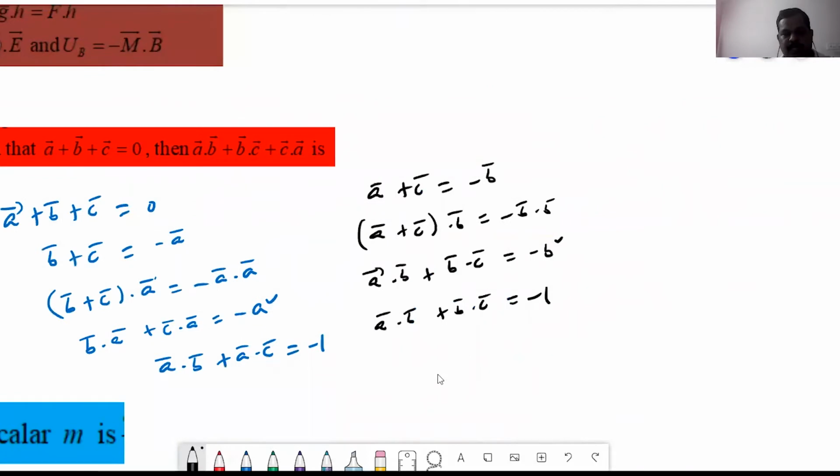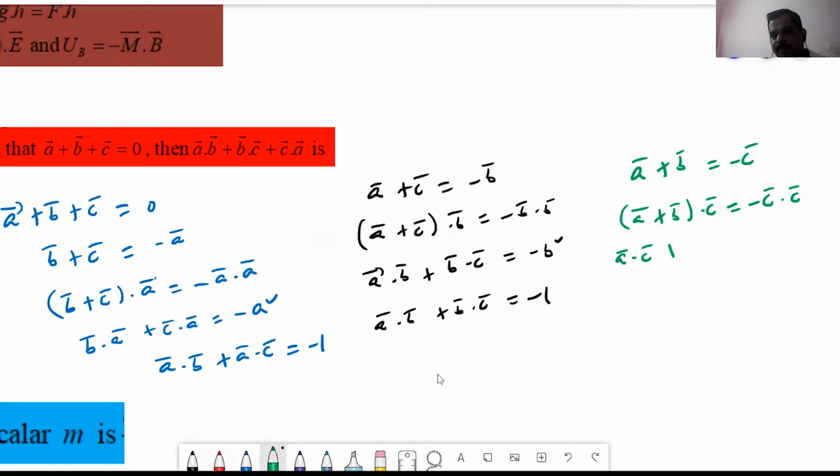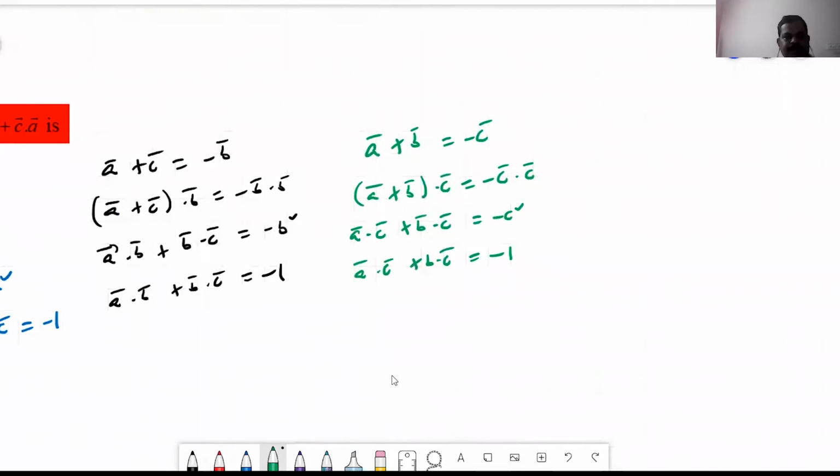The next time, again we'll do the same thing. Take A bar plus B bar as minus C bar. Again, take A bar plus B bar dot C bar is minus C bar dot C bar. So this is A bar dot C bar plus B bar dot C bar is equal to minus C square. So A bar dot C bar plus B bar dot C bar is equal to minus 1 because C is also a unit vector. Now let us add these three.